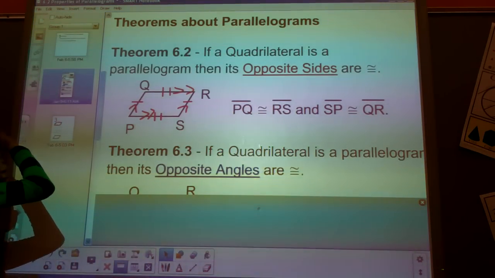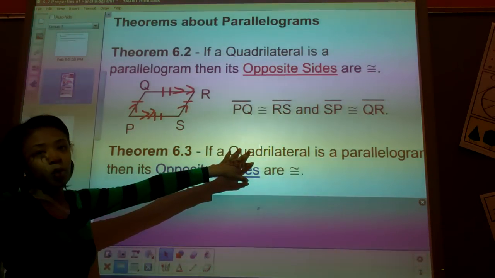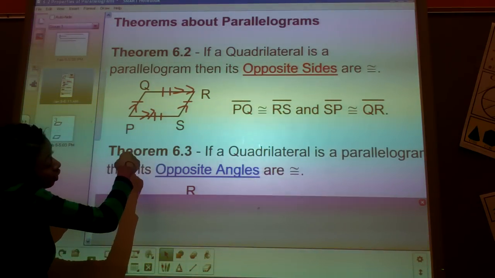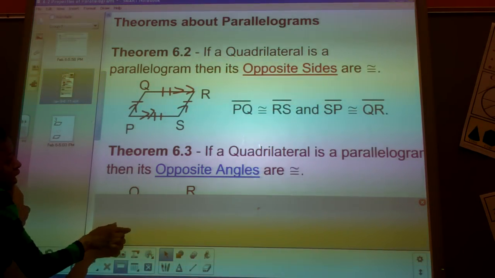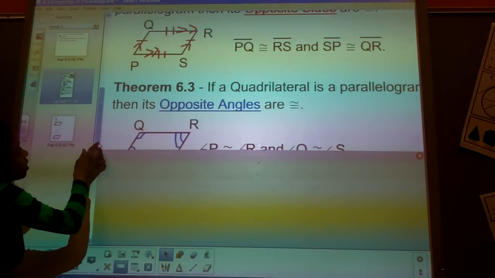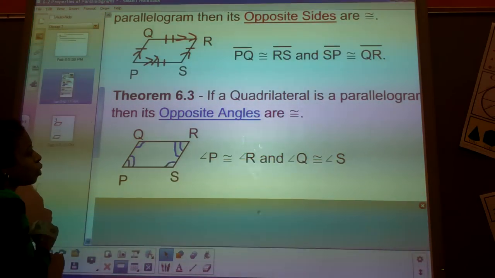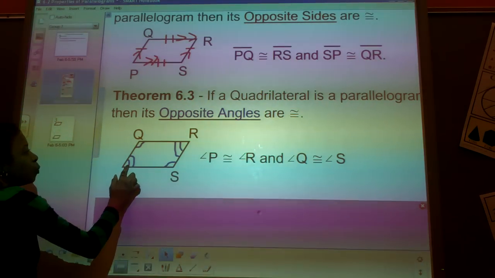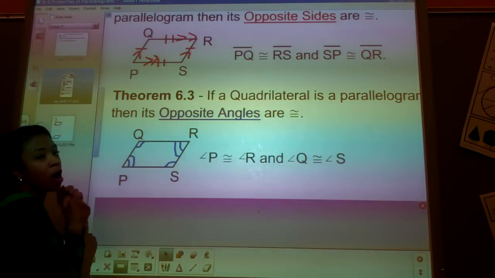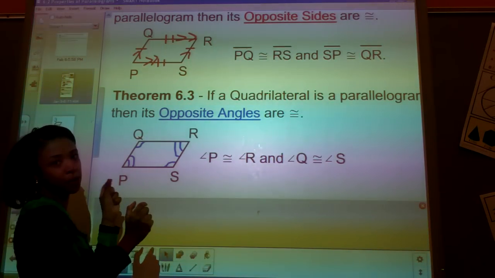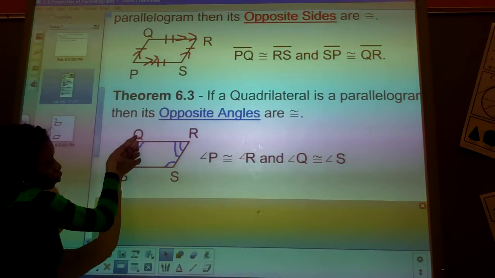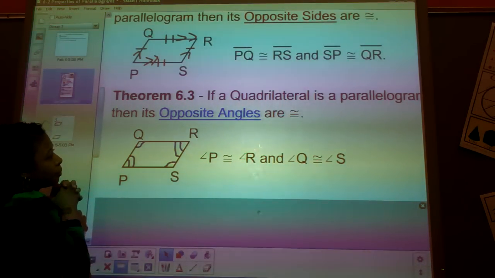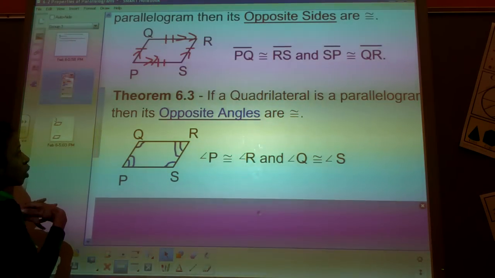Here's theorem 6.3. If a quadrilateral, a four-sided shape, is a parallelogram, then its opposite angles are congruent. So that means, again, here's my quadrilateral, PQRS, that the opposite angles will be congruent. Angle P is automatically congruent to angle R if this quadrilateral is called a parallelogram, and angle Q is congruent to angle S. So on a parallelogram, the opposite angles will be congruent to one another.